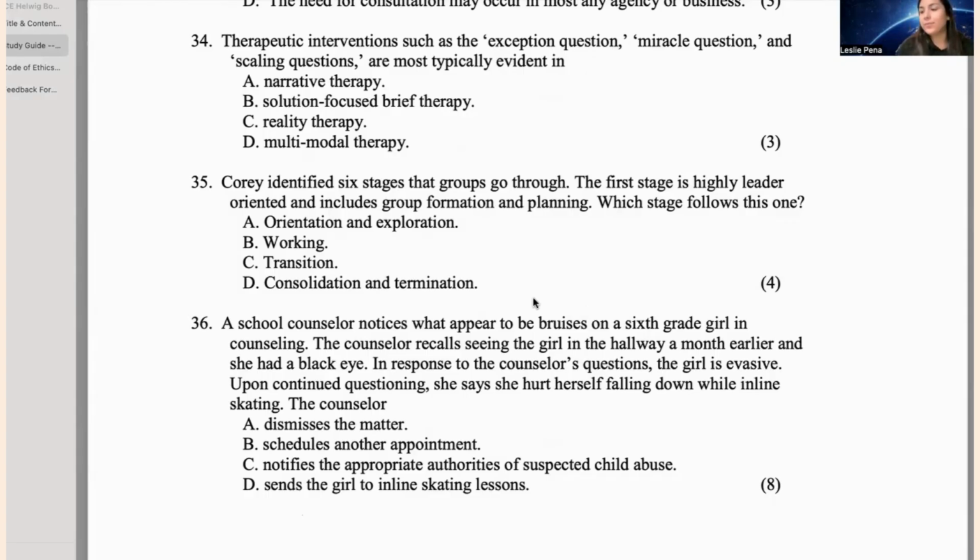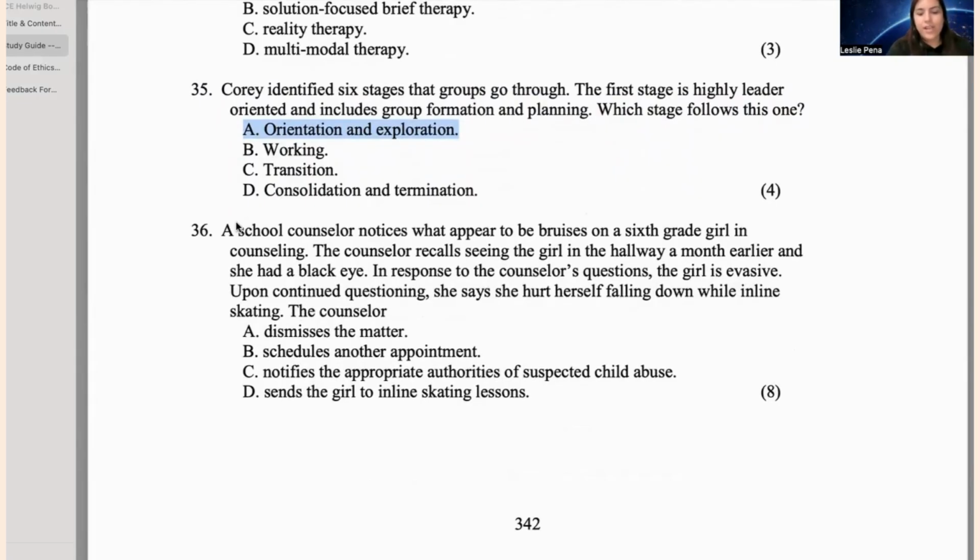After that, I lost my train of thought. Storming, norming, performing, and then you have adjourning. It's coming to an end. And so everybody starts to get sad. So that's the stages as I know them. I think it's the Brown model. But when you write those out next to each other, the names are very similar. So after we formed it and we planned it, we have our first session. We're going to have to orient and explore what are we here for. So that would be A. Yay. So the answer to 35 is A.